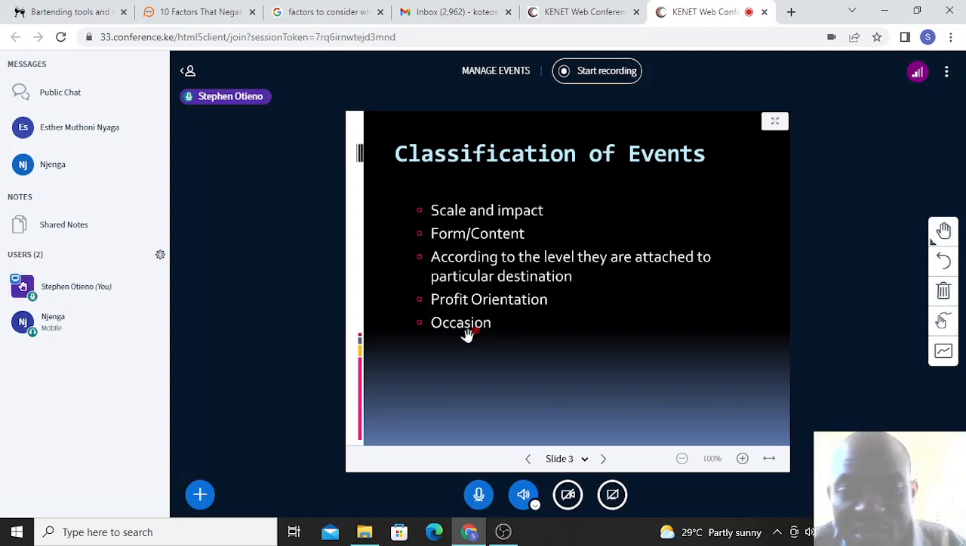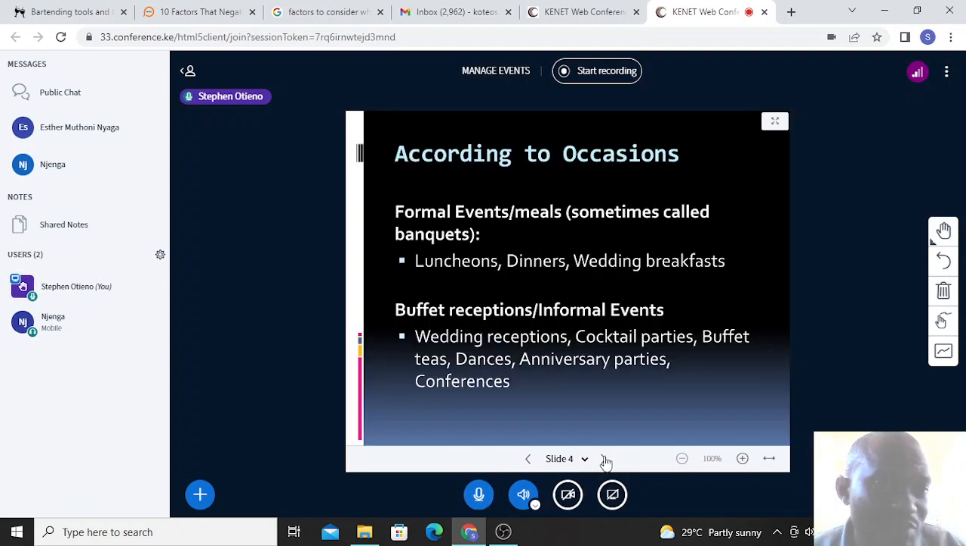Let's look at the last bit of our class today. Other than the basis which we've looked at so far on classifying events, remember that events can be classified in other ways as well. And we're going to look at three main ways that may be used to classify events into types. The first one is on social dimension. And under social dimension, we have events such as the dinners, the luncheons. We have receptions, we have cocktail parties, charity dinners, among others.